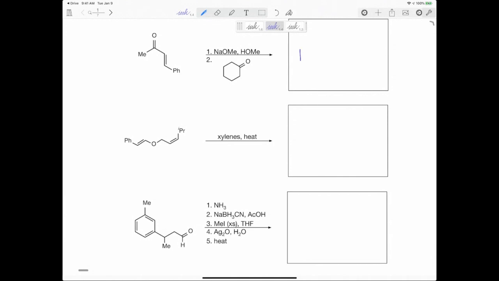For this one here, you should have something like this, right? It's also really similar to, what's it called, Robinson annulation. It's really similar to that. If you're not familiar with that mechanism, please check out my old video from exam 3, because I went through that mechanism there. Okay. Of course, what else am I missing is the phenyl group. Phenyl group comes out here.